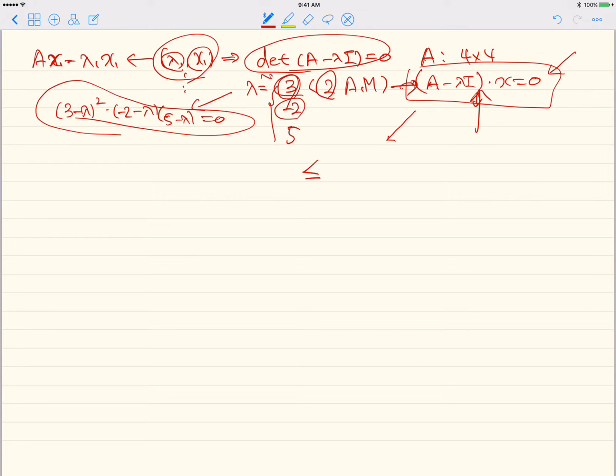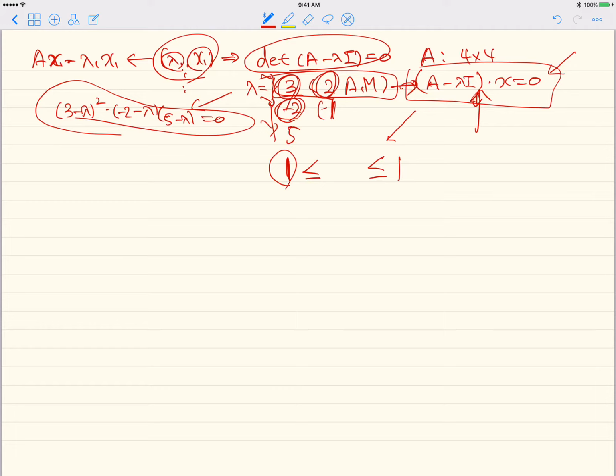So for each of these eigenvalues that you obtained, you will have at least one basis vector for your null space, so at least your null space will have a dimension of one. But the maximum possible value is bounded by the algebraic multiplicity. So in this case, it will have either one or two basis vectors for your null space. But what about this one? It has just one algebraic multiplicity, so it has to have one dimension at least, but at the same time it's bounded by one because we only have one algebraic multiplicity.